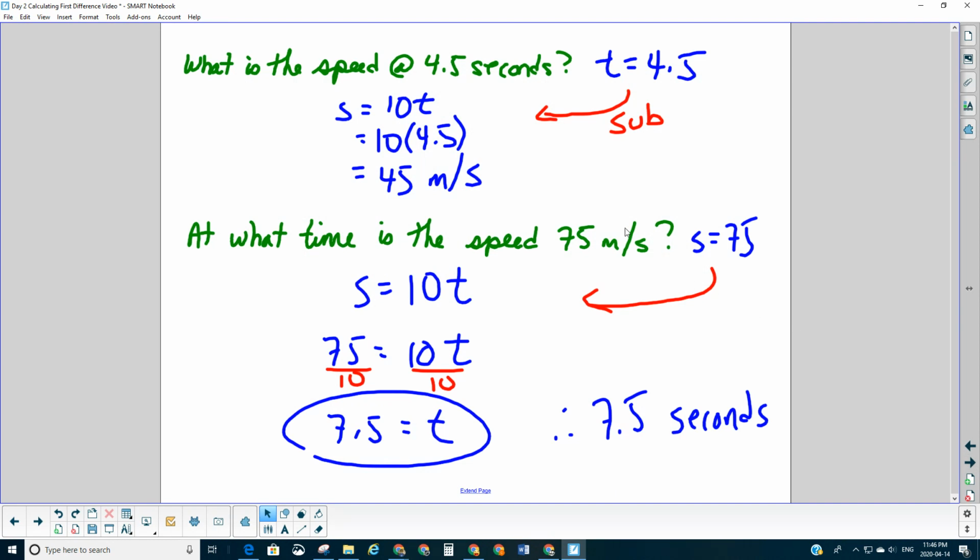But if it's linear, you can do stuff like this. You can use our equations, our algebra. At 4.5 seconds, t is 4.5. You plug that in, you get 45, just like we predicted. Or you could put in your 75 for s, divide both sides by 10, and get that it's 7.5 seconds. All of these can be done confidently with linear relationships, but not so much in nonlinear.